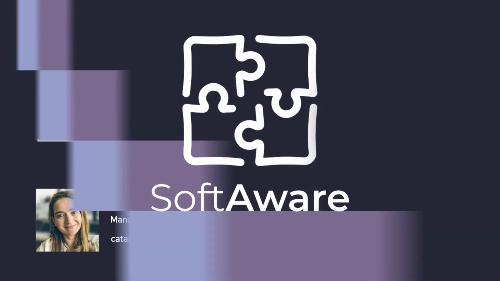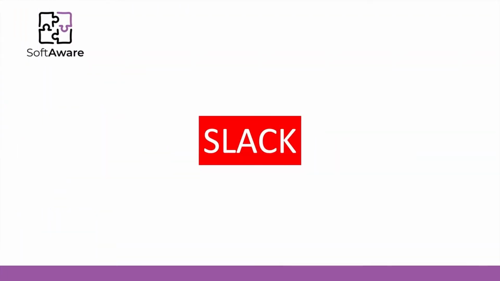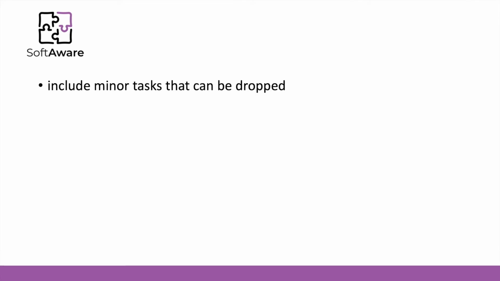Slack is an obvious practice that is used by every human being. So, what is a Slack? The idea is to include minor tasks in whatever planning you're doing that could be easily dropped. These are small, non-important, non-priority tasks that could be easily dropped if you don't have the time to address them.